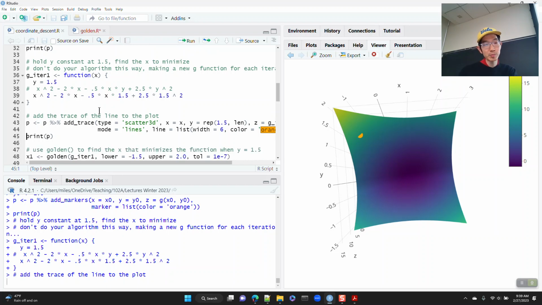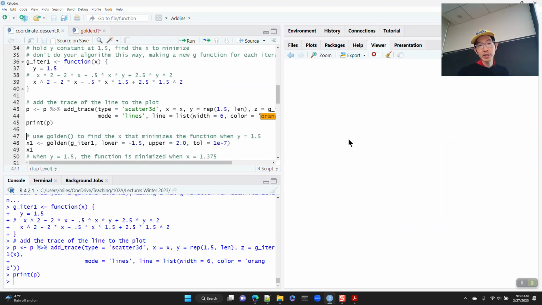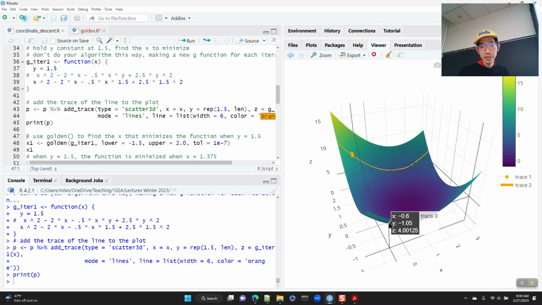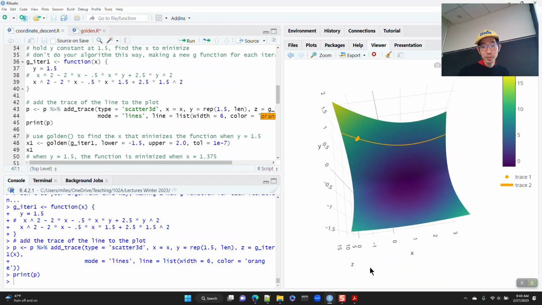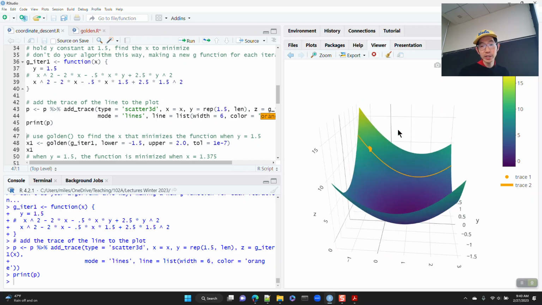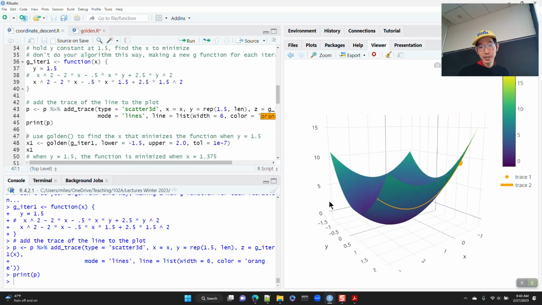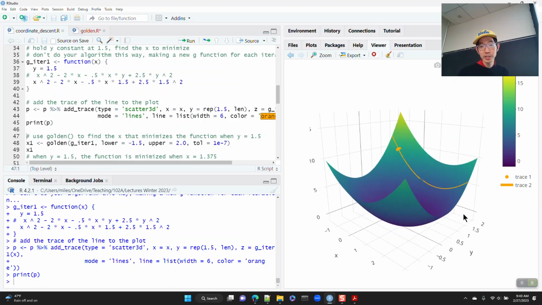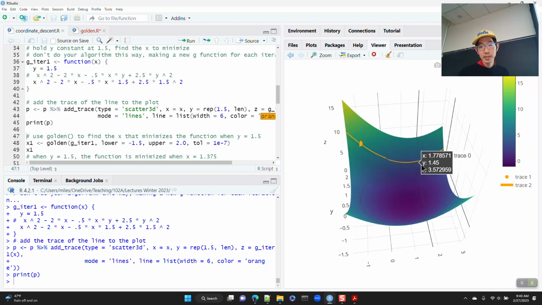And so in plotly, I'm going to trace out that line. So you can see here is y equal to 1.5. I've traced out that line, and so now I have a univariate function, just this parabola right here, this orange line, and we're going to minimize this.